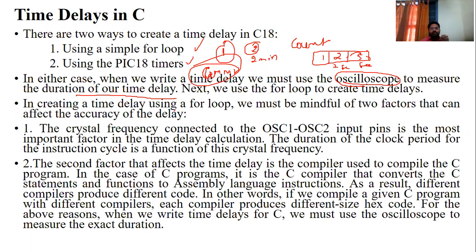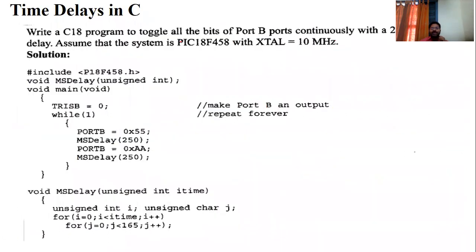Whether you delay the process, you must remember the two factors. First, the crystal frequency connected to the oscillator's input is the most important factor in the time delay calculations. Second, the compiler used to compile the C program also affects the time delay. Okay, so again you have to see this small program, a very small program.